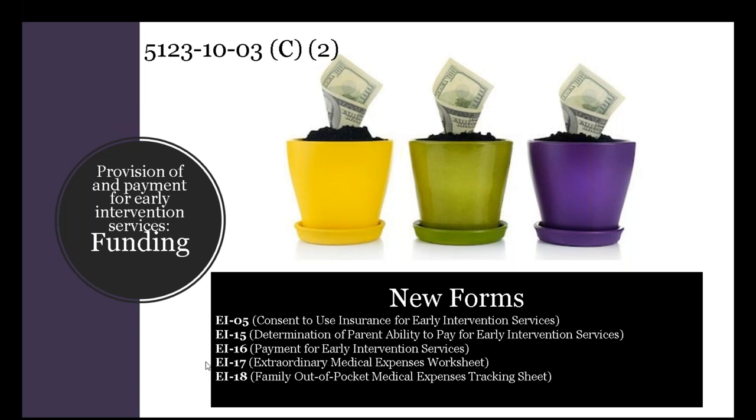So when determining which funding sources are available to the family, the system of payment forms EI-15, which is a determination of the parent ability to pay for early intervention services, EI-16, the payment for early intervention services, and EI-05, the consent to use insurance for early intervention services should be used. We will be discussing EI-16, 17, and 18 in more detail during part 2. The new forms will be available on July 1st, 2019 on the Early Intervention website.